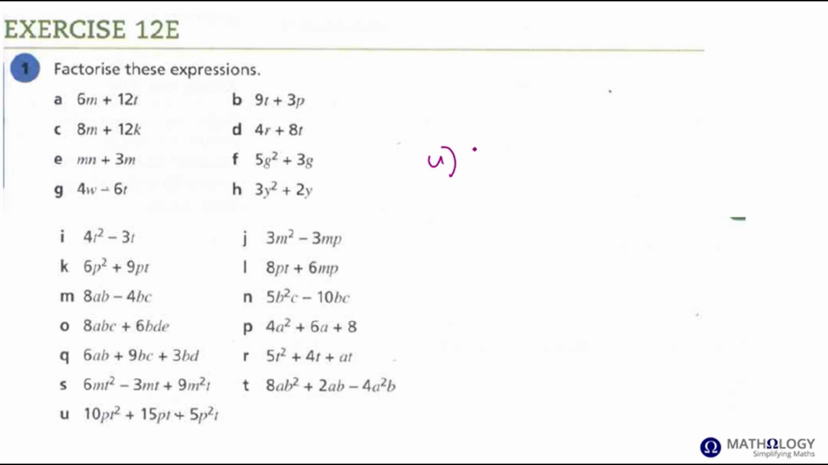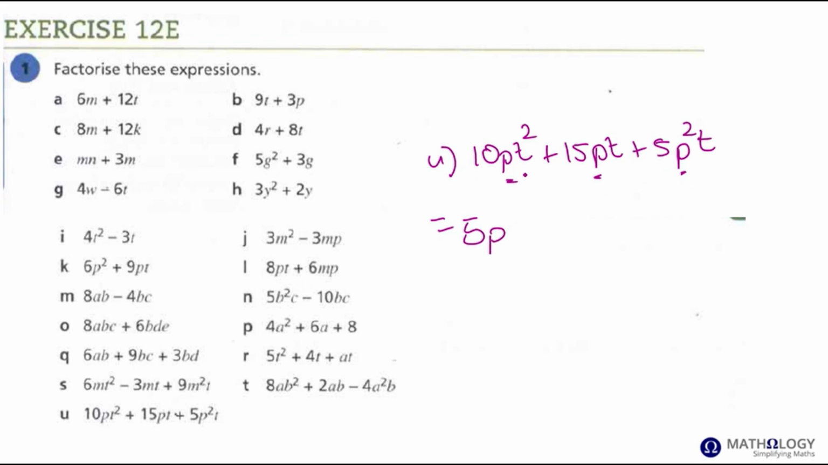The last one we'll do is u. So 10pt squared plus 15pt plus 5p squared t. The highest common factor between 10, 15, and 5 is 5. 5 goes into 10 twice, into 15 3 times, into itself once. Looking at the p's, we have a p in the first term, a p in the second term, and 2 p's in the p squared in the third term. So the most we can take out is a common p.